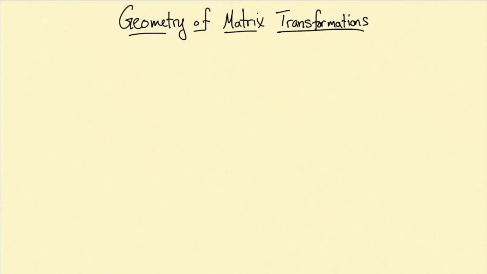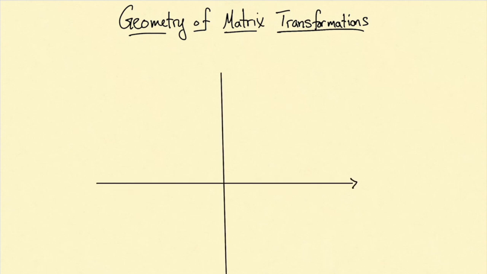Now that we know the basics of matrix transformations, we'd like to contemplate some natural geometric operations in the plane. The first of those operations is rotation. Suppose that we would like to rotate a vector in the plane.